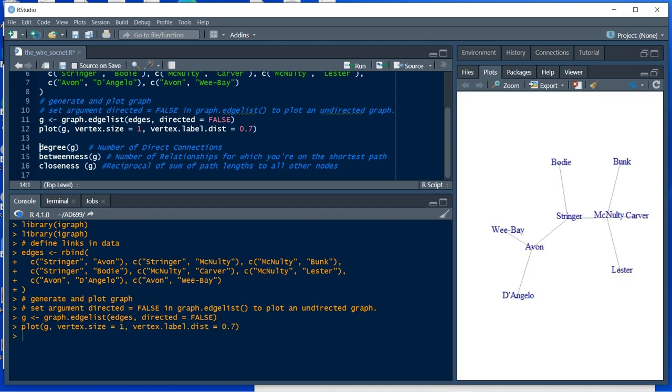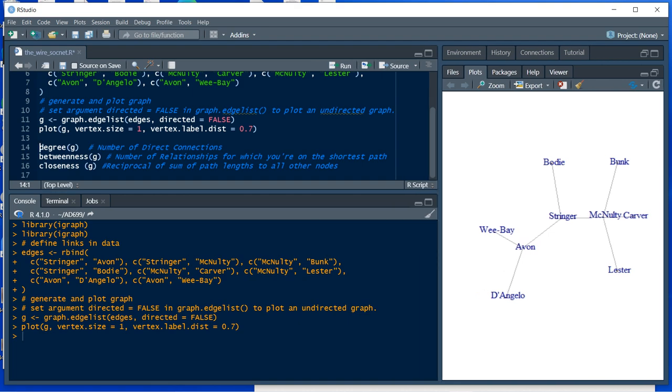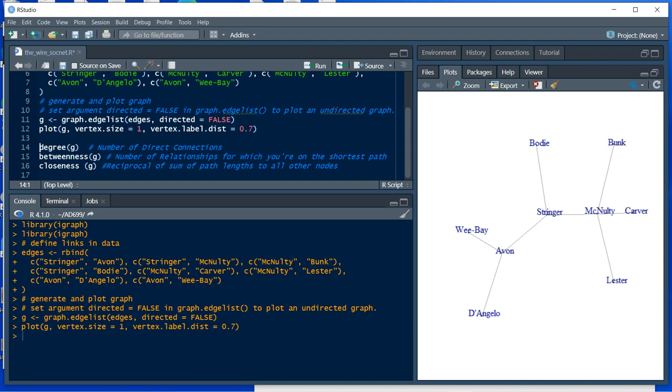And there's a couple specifics. I set the vertex label distance just to help a little bit with readability of some of the names. But those are settings that you can play with in terms of how the graph is going to look. But what really counts right now is we've got the graph there on the right, and we'll start with degree. And degree is pretty straightforward. I'll run that right here, and there it is.